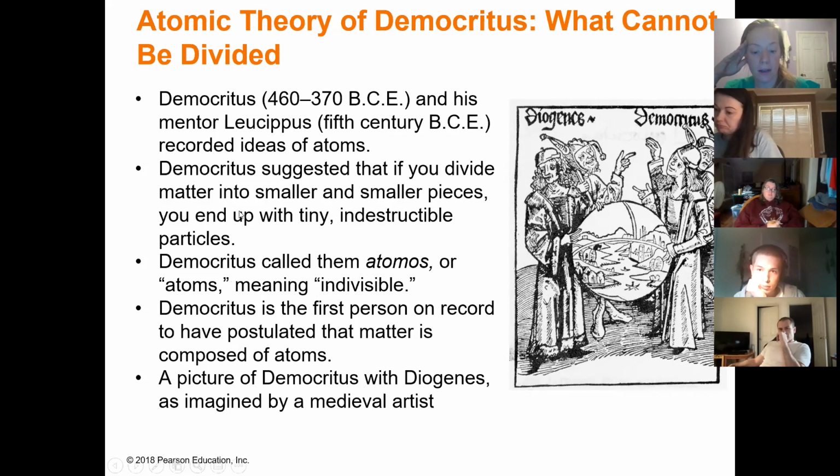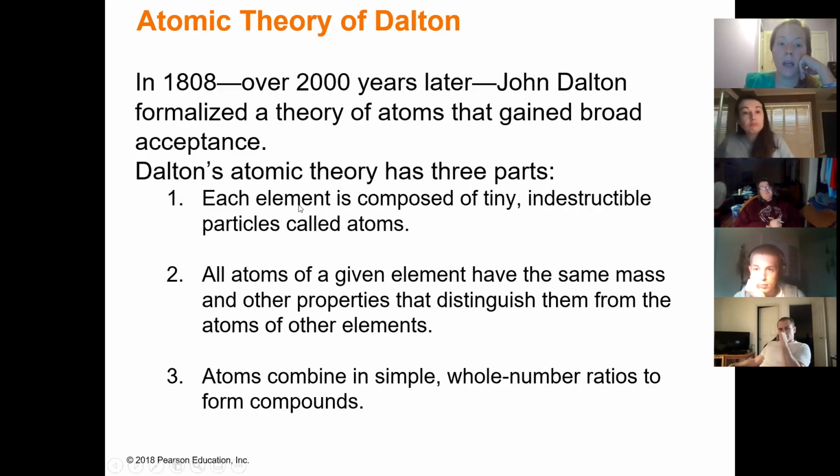And then nobody did anything really with it until 1808, which wasn't that long ago. That's younger than our country. So over 2000 years later, this gentleman, John Dalton, started to bring this idea back up and formulate a theory around it. The atomic theory. Why did it take so long? What happened in the early 1800s?